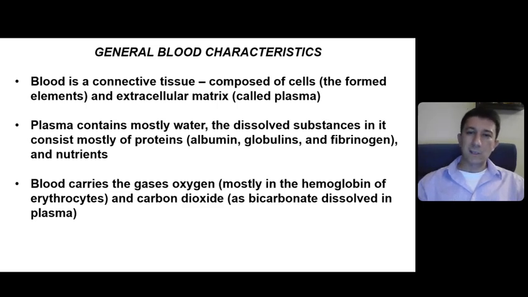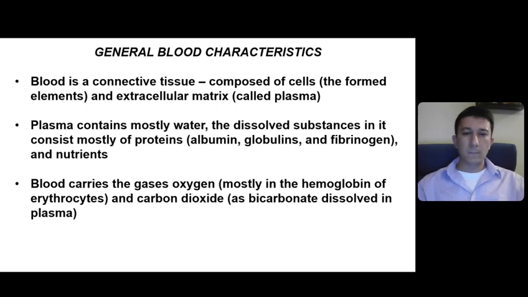Plasma, which is the extracellular matrix of blood, contains mostly water. About 95% of plasma volume is water. And the dissolved substances that are in it mostly consist of proteins like albumin, the globulins, as well as fibrinogen, as well as nutrients. We elaborate on each of those substances and what their overall functions are in the lecture, so please refer to the appropriate lecture videos to review the functions of those.